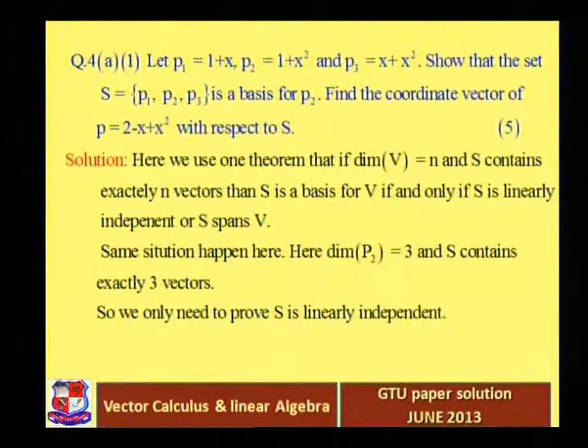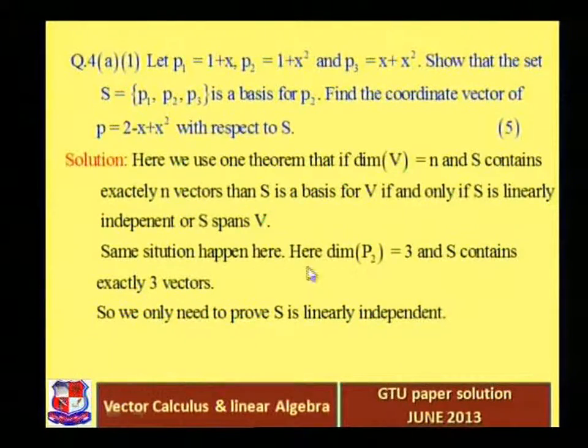Same situation happens here. What is our vector space? V is P2, right? All the polynomials are from P2. And we know that dimension of Pn is equal to n plus 1. You should know the dimensions of some basic vector spaces. Dimension of Rn is equal to n. Dimension of the set of m cross n matrices is equal to m into n. Dimension of Pn is equal to n plus 1.